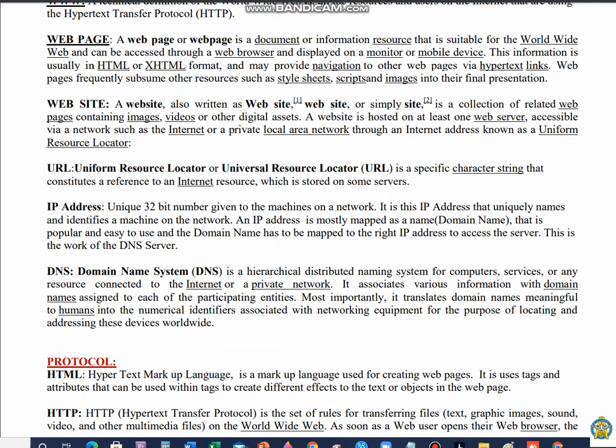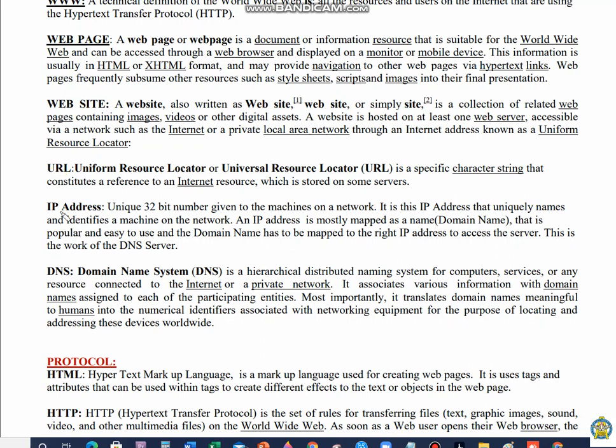Then this is an important term very often asked, URL or Uniform Resource Locator. Any information that comes on the internet has a unique address or destination that is called a uniform resource locator. So for example, any website or web content has a URL because it is unique. It cannot be repeated. So that is uniform.